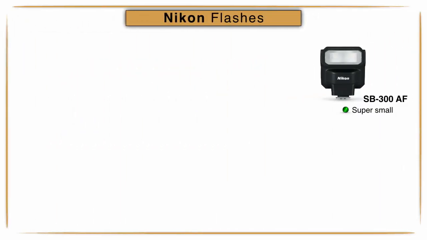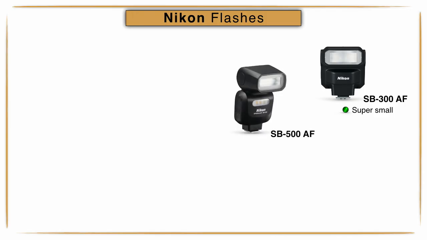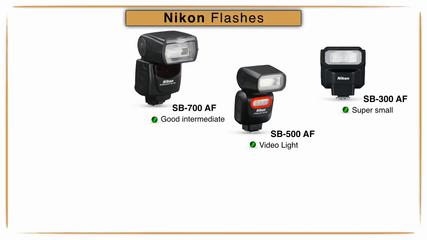And so if you needed just a little kicker flash, just to have a little bit of fill light, you could go with something like the SB300, which is very, very small in size. Moving up from there, the SB500 is kind of unique because it has a hot light on it. So if you're going to be shooting movies, it adds a little bit of fill light for subjects that are fairly close to you. I think most people would probably be best served going up to the next level, which is the SB700, which is a good intermediate level flash. It's going to give you quite a bit of power, the ability to swivel and tilt.